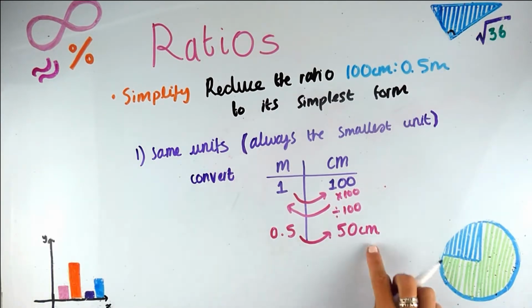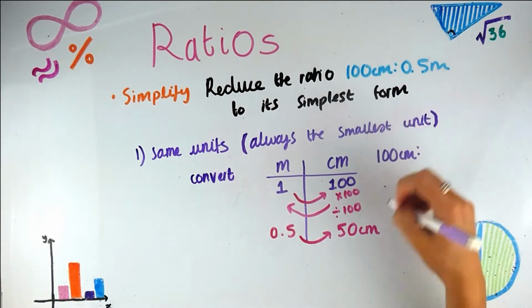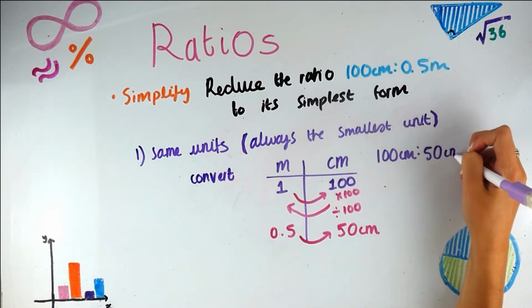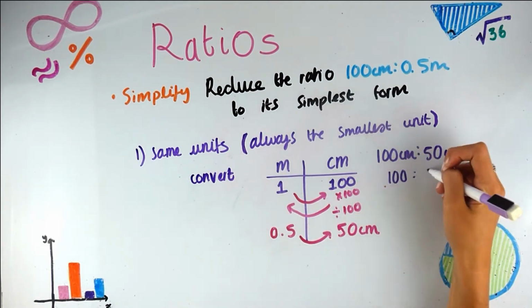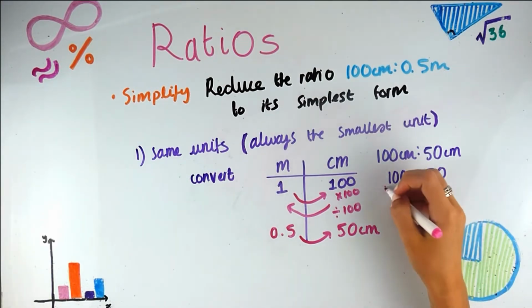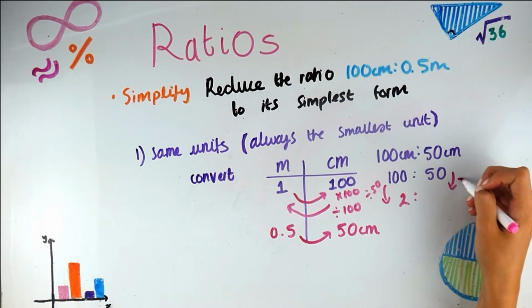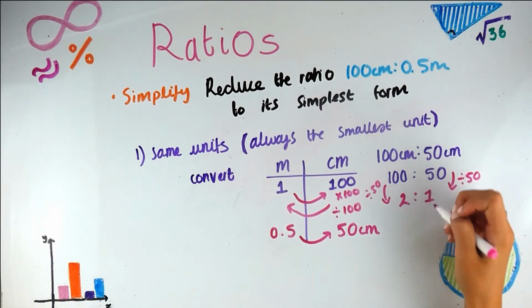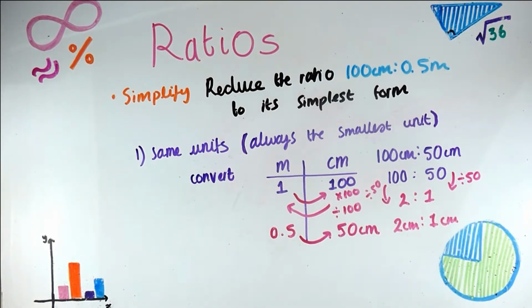Okay, so now we've done the hard part, so now we can write out the ratio 100 centimetres : and instead of 0.5 metres, we know that is 50 centimetres, and then we just do the same thing. We can remove the units if you want. So what goes into 100 and 50? 50 goes in, so if we divide by 50 here, you get 2. If we divide by 50 here, you get 1. Then you might want to put the units back in. So that's how you do that. Convert your units first, always to the smallest unit.